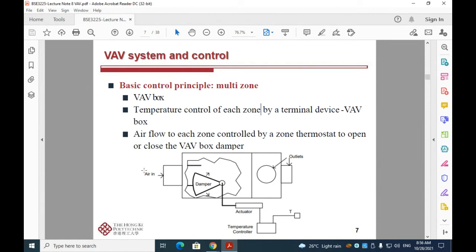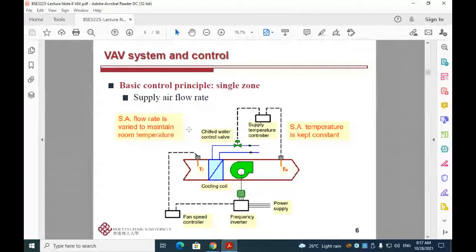And we have preconditioned supply air supplying into this small VAV box. And the VAV box is installed in each of the zones. If we're talking about office buildings, then it's installed in each of the office rooms. And now we can see that at this VAV box, we have a damper inside. And by controlling the damper, we can actually control the flow rate of the VAV box.